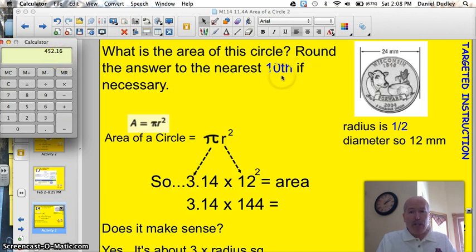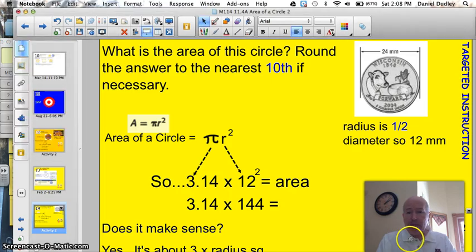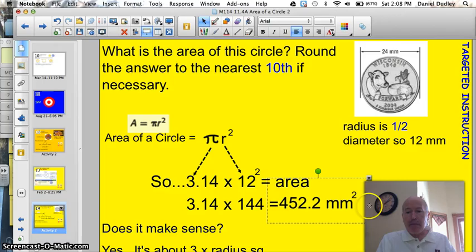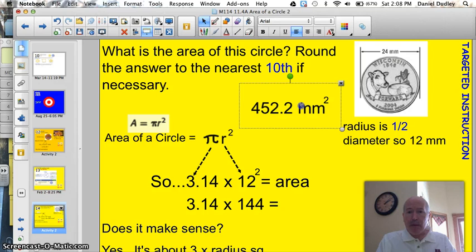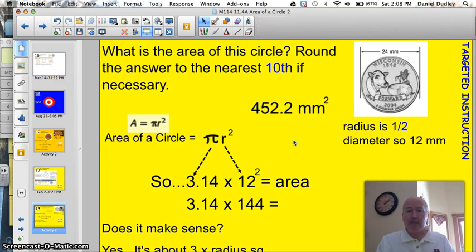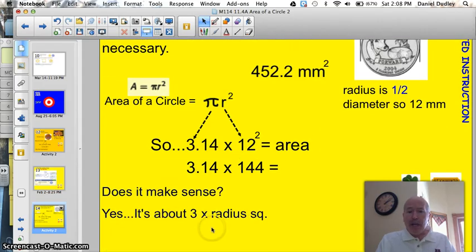Now I have to round to the nearest tenth, so when I look at this number here, the tenths, I look next door, that 6 is large enough to round up. So my answer then becomes 452.2 millimeters squared. I'm going to slide that right up there so you're able to see it. Does this answer make sense? Because I'll keep asking you that question. Well, yeah, because it's about 3 times the radius squared.